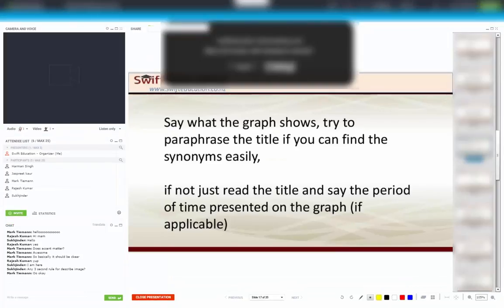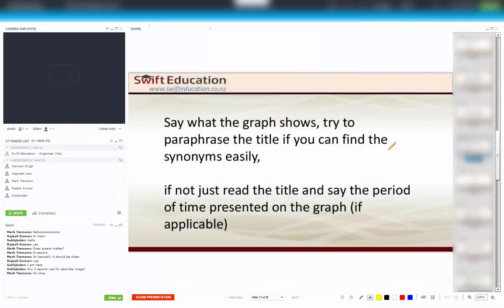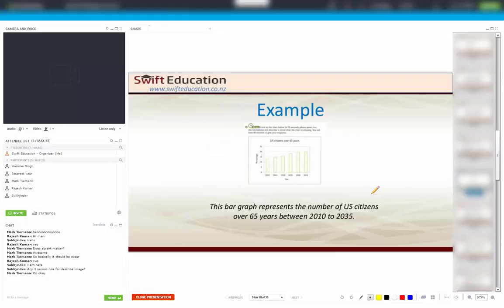If you go on to the example, it's easier to see the example first. So the bar graph, if you look at the example, it's really tiny, so I need glasses myself as well. All right, so it says US citizens over 65 years, okay, and the years given on one of the axes and the percentage given on the other axis. Okay, so this bar graph represents the number of US citizens over 65 years between 2010 to 2035.